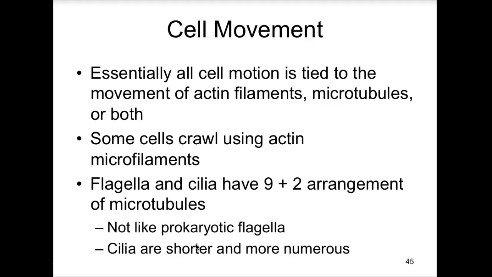The cytoskeleton also plays a role in cell movement. Essentially, all cell motion is tied to the movement of actin filaments, microtubules, or both. Some cells crawl using actin microfilaments, and then you have the case of the flagella. The flagella and cilia have a 9+2 arrangement of microtubules, not like prokaryotic flagella. In the eukaryotic cell, that 9+2 arrangement is going to create the flagellum, and the cilia are shorter and more numerous than one or two long flagella.